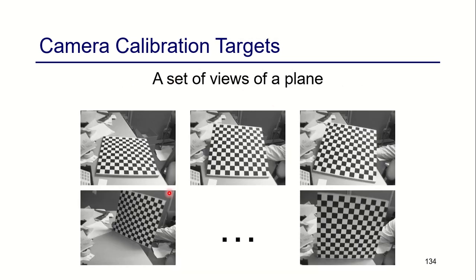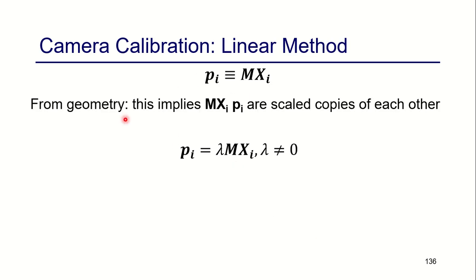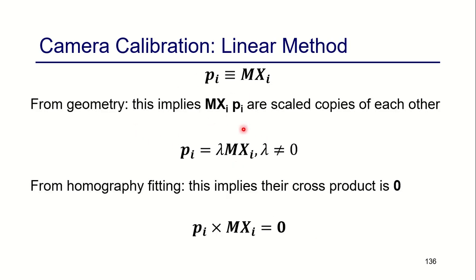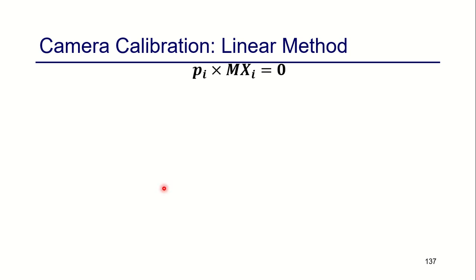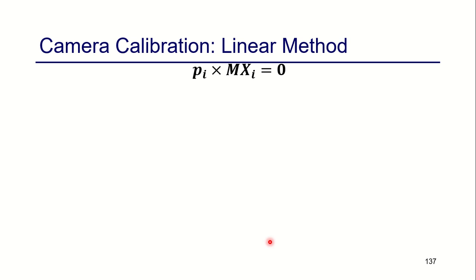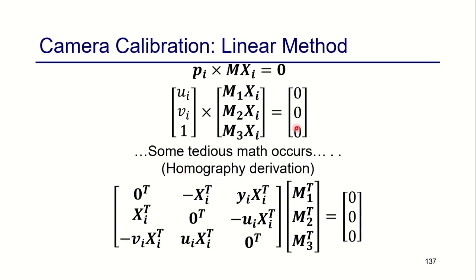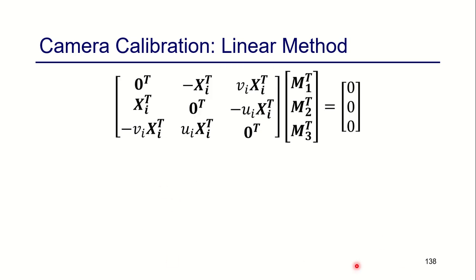And using a set of view planes for different objects, given n points with known 3D coordinates xi and known image projection, you estimate the camera parameters. So this is the equation of it. From this geometry, M xi and pi are scaled copies of each other, where pi equals lambda times M xi, lambda not equal to 0. So from homogeneous fitting, this implies that their cross product is 0. So pi cross M xi equals 0. This is the equation for your projection points, M into xi. After all processing, we get the final matrix equations to be this.